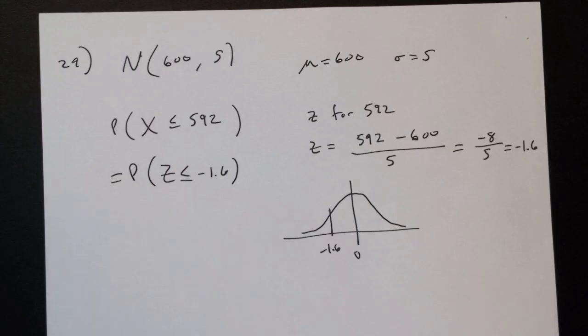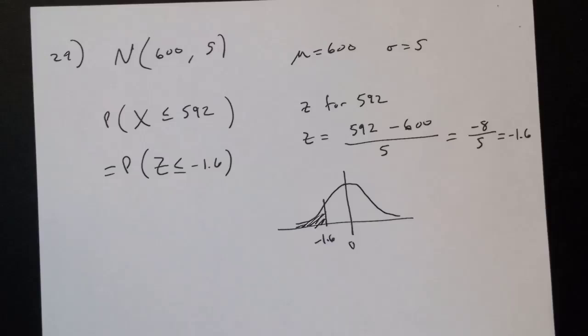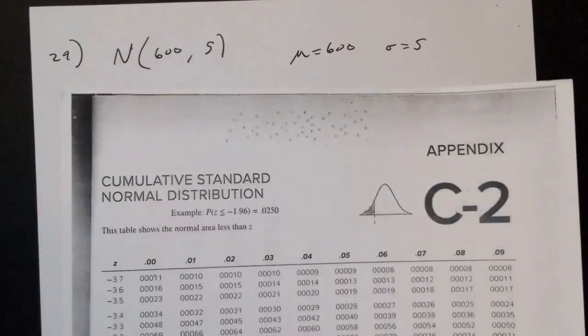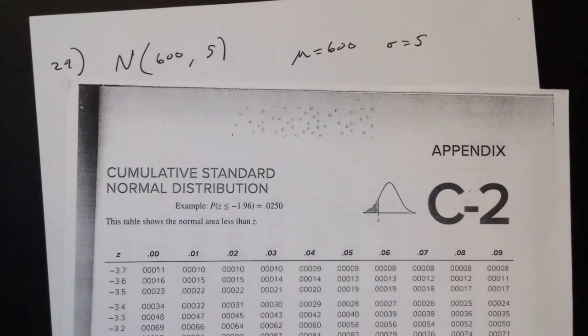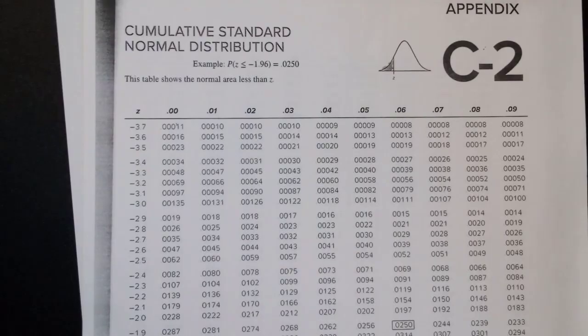Go back and I'll look at this picture. If I wanted you to shade in the region that we're trying to find, where would you shade? It would be to the left of the negative 1.6. And now, oh, that's the kind of picture that's at the top of table C2. That's a cumulative distribution function because it's starting all the way on the left and accumulating to some value. So I just need to find negative 1.60.